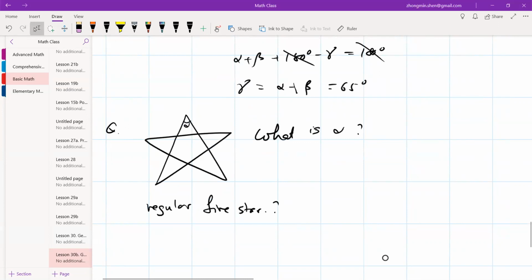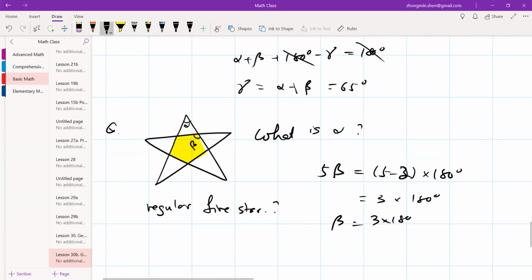I think we can figure out, this is a regular pentagon. Pentagon. So you can get the beta. So 5 beta equals the sum of interior angles, which is 5 minus 2 times 180 degrees. So beta is going to be 3 times 180 degrees divided by 5.